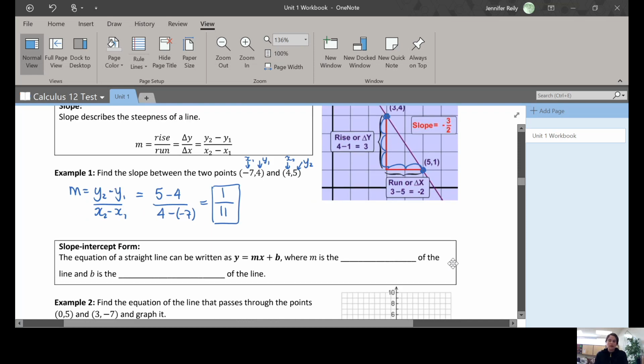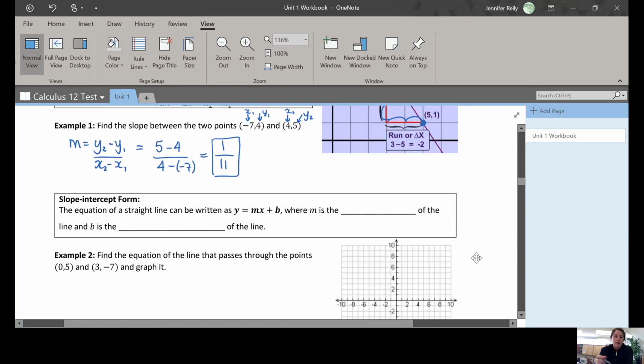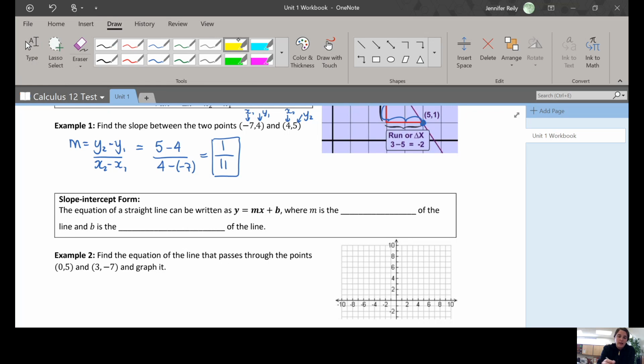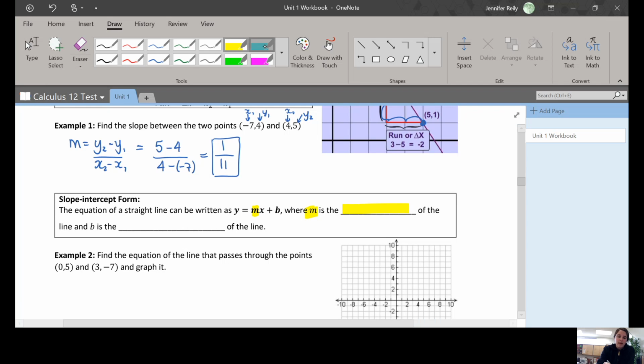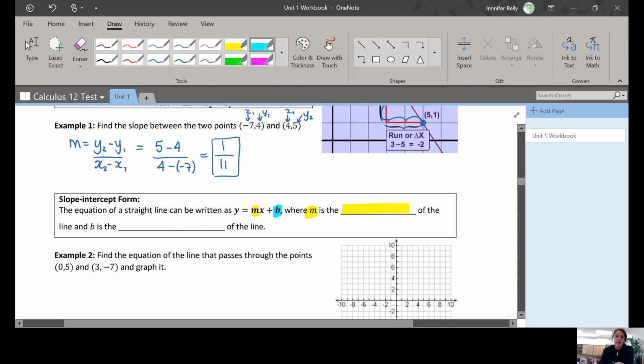So the first equation we are going to review is the slope-intercept form. This equation is best if you know the y-intercept. In this equation, the coefficient of the x, we label it m. M is the slope of the line, and the constant number, that we call b, is the y-intercept of the line. So m is the slope, and b is the y-intercept.